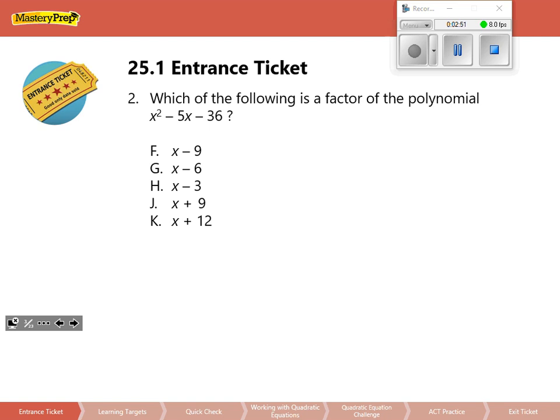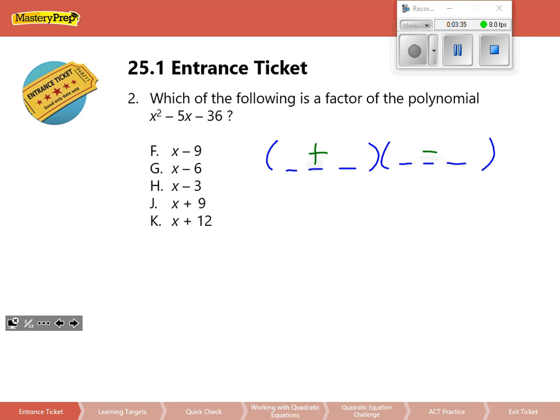Question number 2, which of the following is a factor of the polynomial x squared minus 5x minus 36? When we factor a polynomial or a quadratic, we start with 2 sets of parentheses with 3 spaces. Well, we start off with greatest common factors, but since x squared is just x squared, 1, there is no greatest common factor. There's not going to be one here. The next thing is these signs. Since the 36 is negative, our signs are opposite. One's going to be positive and one is going to be negative.